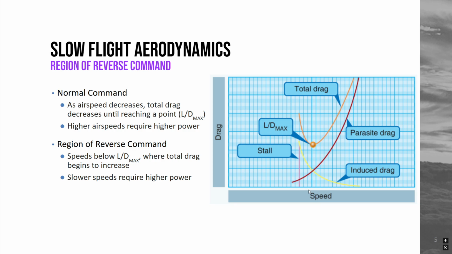If I split this down the middle from where my lift drag max is, this right side here will be the region of normal command, and this left side will be the region of reverse command. So in the region of normal command, say I'm cruising at this speed right here, as airspeed decreases, and remember this y-axis is my total drag, drag decreases until hitting our lift drag max. So if I want to go faster, I run into additional drag, which requires additional thrust to maintain that airspeed.